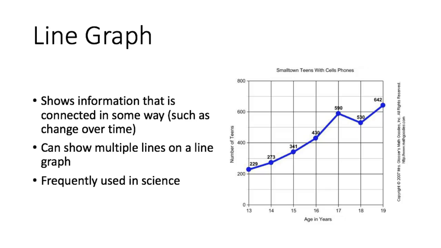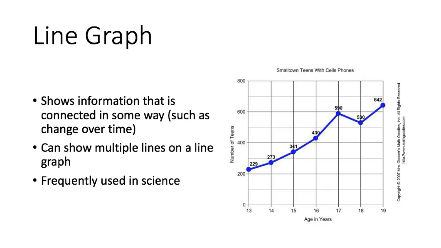In a line graph, you do want to follow the acronym SALT, where the S stands for scale. Okay, so here we see that in our scale, each square is represented by 1 year, as we go across the x-axis. As we go up the y-axis, each square is represented by 100 teens. Okay, so the scale is correct. It makes sense. The axes are labeled. They're labeled with a title. And the graph also has a title, Small Town Teens with Cell Phones.